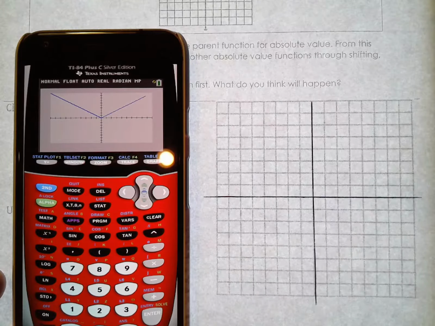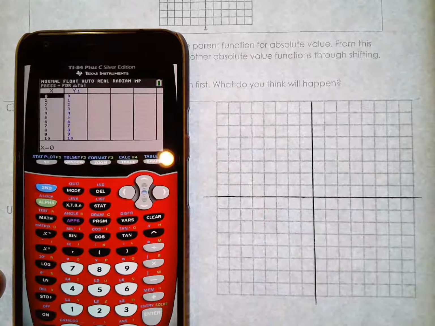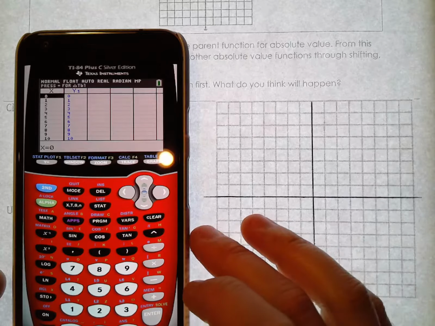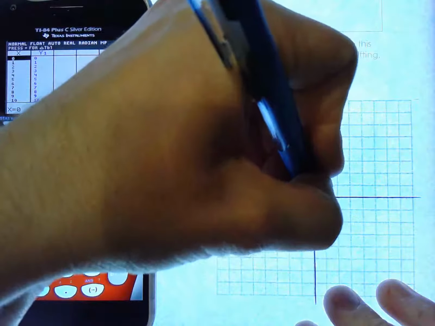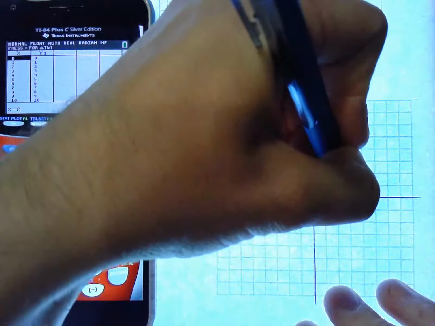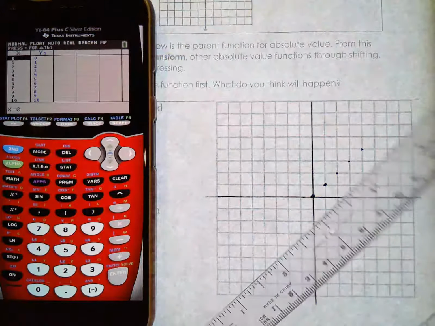If I want to get the actual values for that absolute value function, I'll hit second and go to table. And that's going to bring me over to these x and y values that I'm going to use. So I'm going to plot the points (0, 0), (1, 1), (2, 2), (3, 3), (4, 4), going on like that.